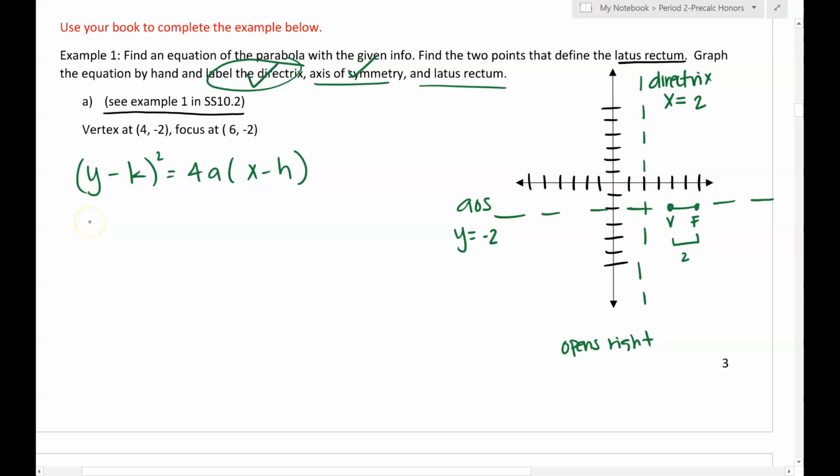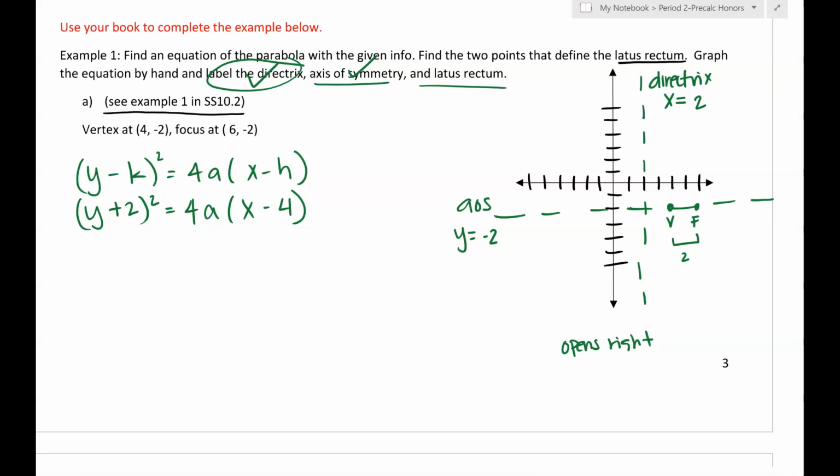Your h is going to be 4, your k is going to be -2. So y minus a -2 turns into y plus 2, that's the k, equals 4 times a, and then h is going to be -4. So right now, that's all we have.